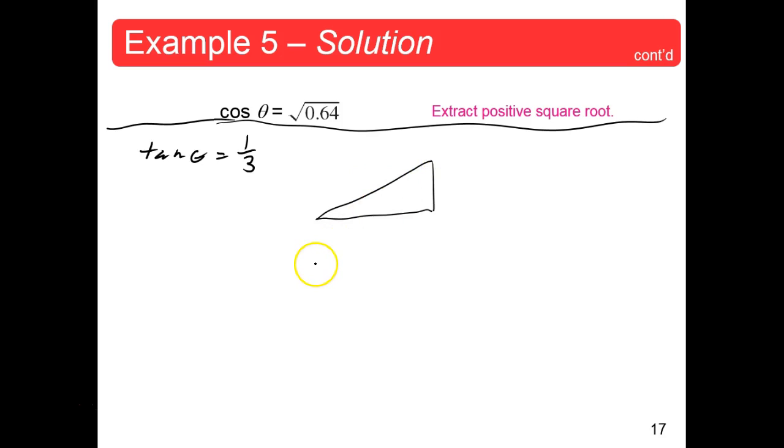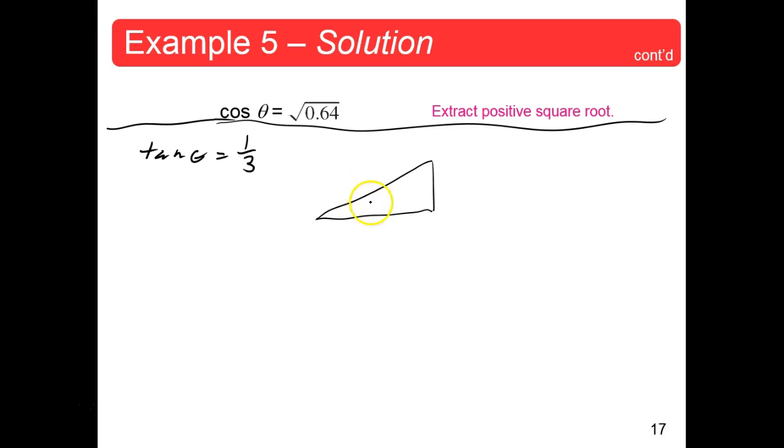Is what? What'd you say? 1/3. Okay, it's 1/3. Yeah, I got it. And what is tangent though? Opposite over adjacent, exactly. Okay, I knew you would do that one.